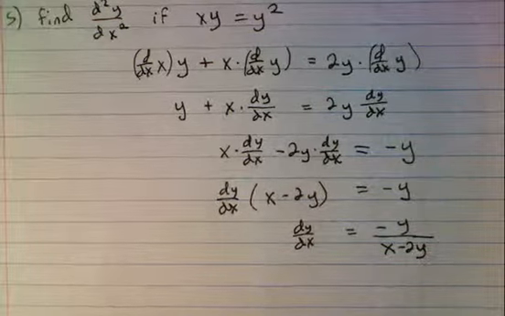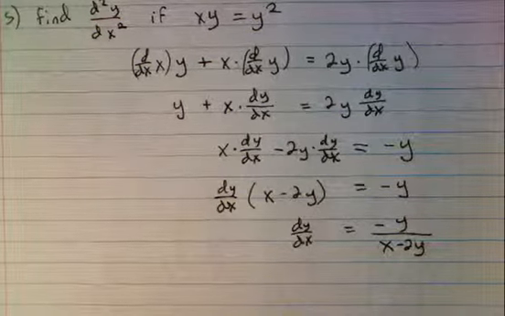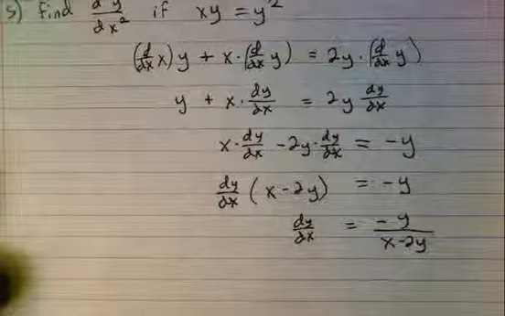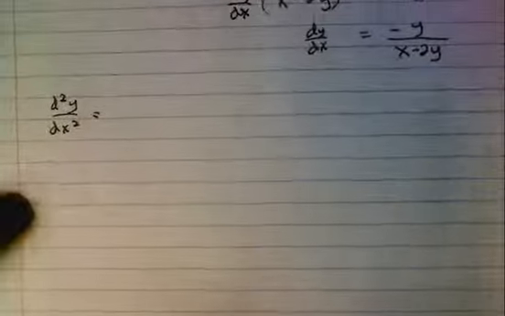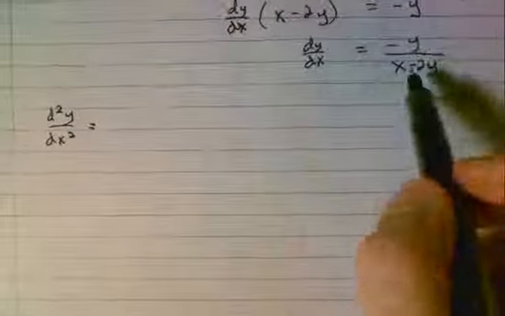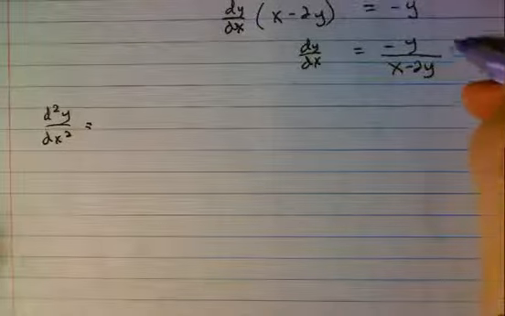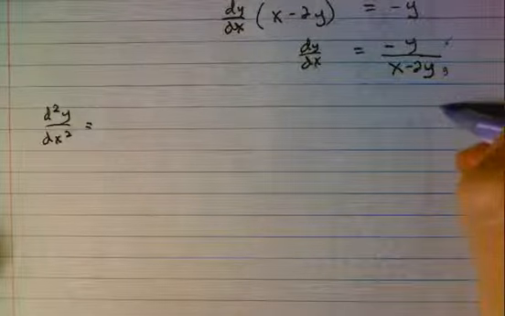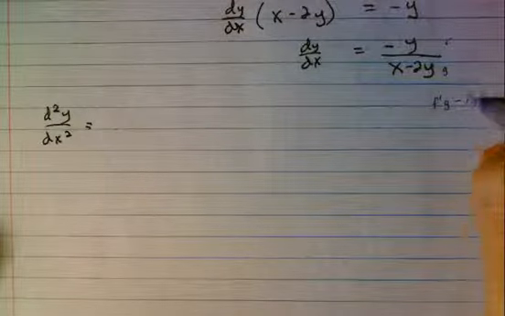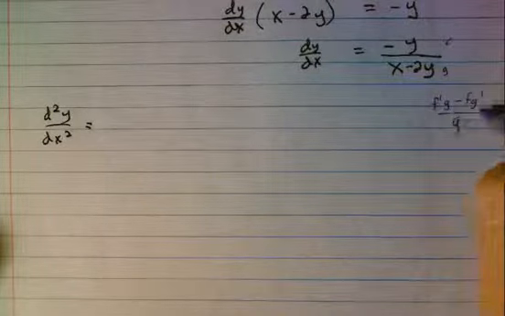At this point, this would be great if I was trying to find the first derivative. I'm trying to find the second, so let's go at it again. The second derivative, I'm going to start off with this. I see that I've got division, so I've got the quotient rule, f prime g minus fg prime over g squared.